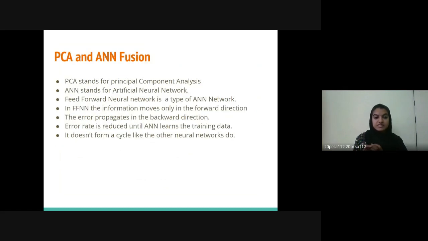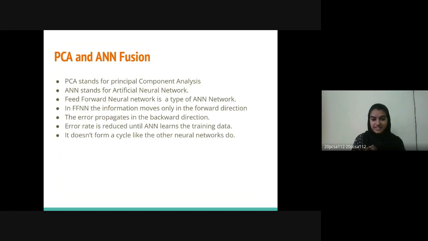And then comes PCA and ANN Fusion. These two things are put together. Let me first explain what PCA is. PCA stands for Principal Component Analysis. Given a set of features, we want to pick up the maximum data from a data set that we have. PCA helps us do that, getting the maximum content out of the existing data by selecting the major chunk of data and retaining it for the analysis.